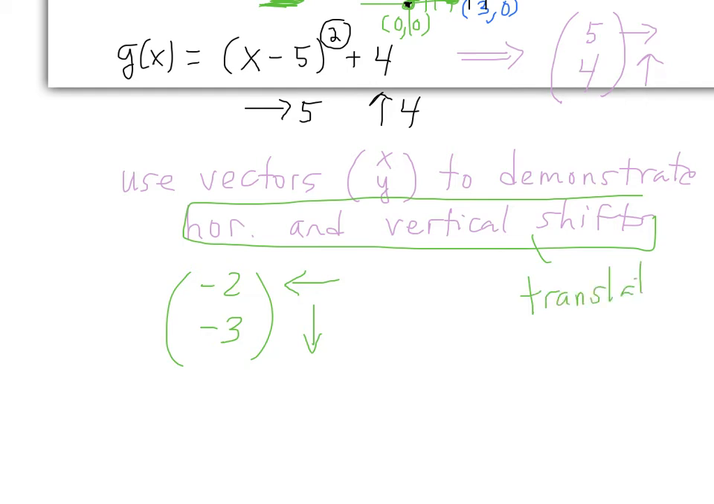So when we talk about vertical and horizontal shifts, these are known as translations. It's a fancy word for shifts. So the title of this is transformations, so that's referring to changes in general. If we're talking about a shift, either left or right or up or down, we use the word translations.